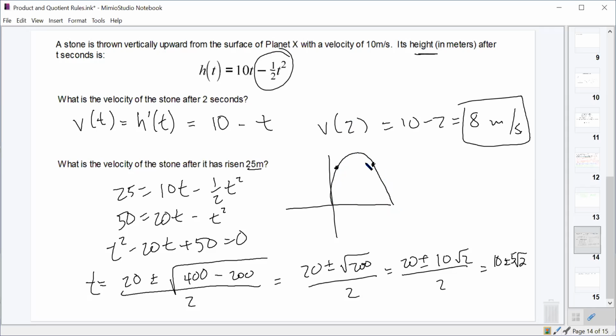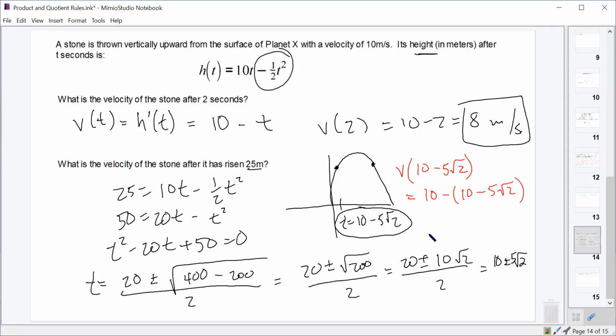It happens twice. And so the first one is at t equals 10 minus 5 root 2, and the second one is at 10 plus 5 root 2. Should be the same velocity. It shouldn't really matter. But we want to use 10 minus 5 root 2. So everybody good with why we're using the minus one instead of the plus one? Okay. So now we just have 10 minus 5 root 2, which gives us what?